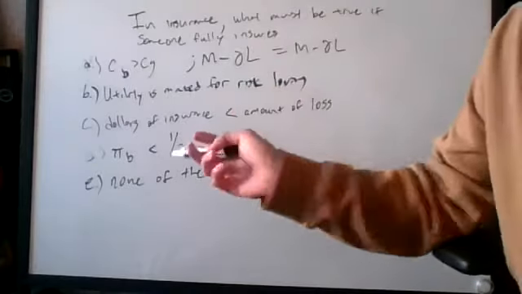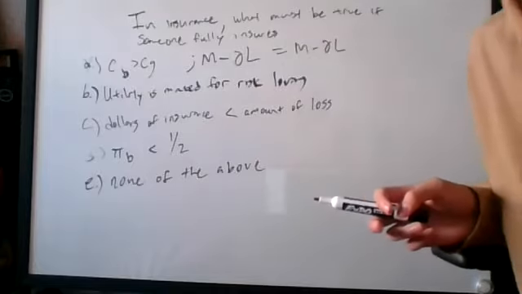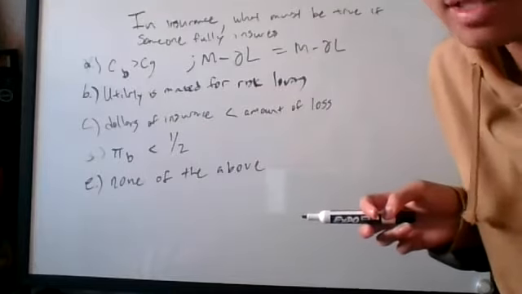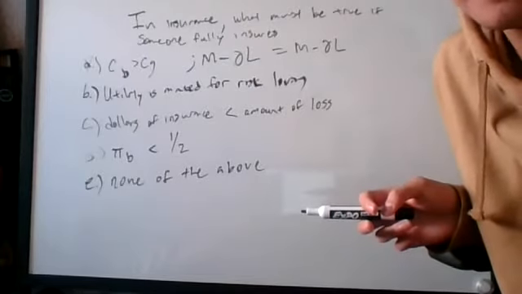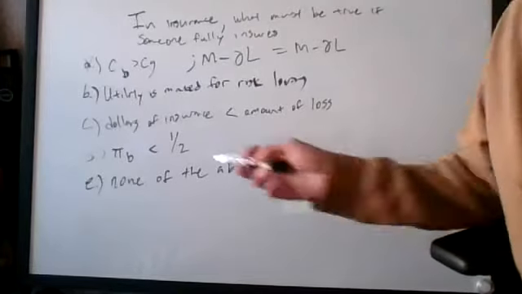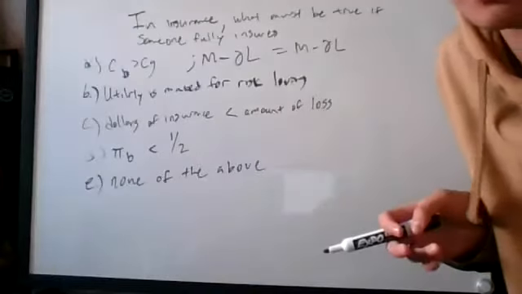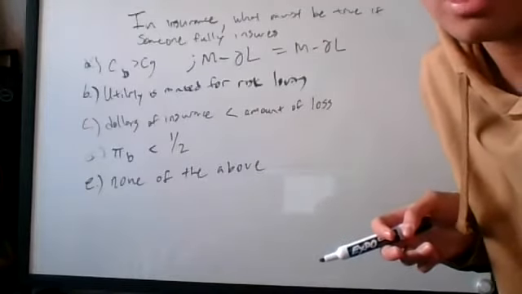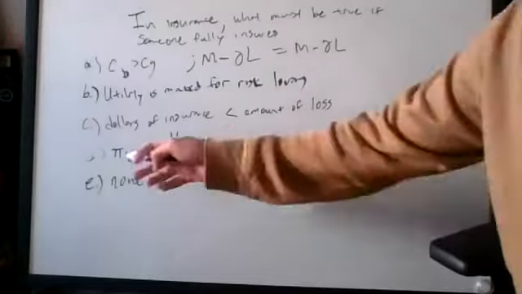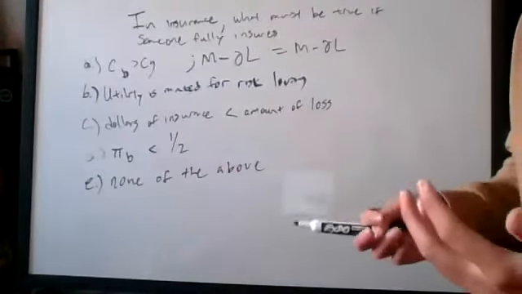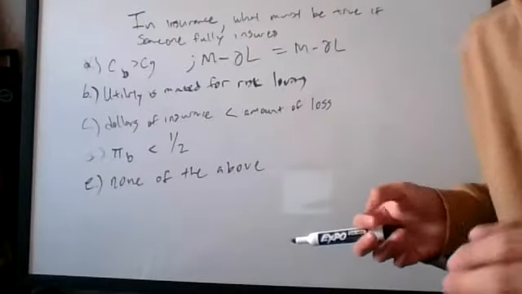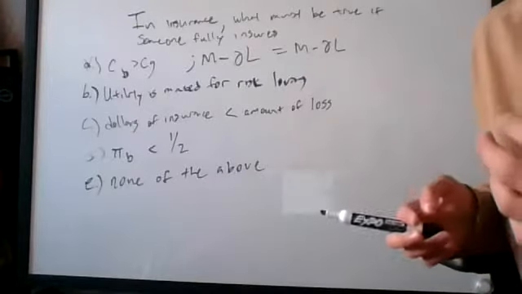And probability has nothing to do with whether someone fully insures or not. That has more to do with fair insurance, if anything. And so we know that fair insurance is only when the probabilities are equal to one another. So this is not true. I mean, it could be true, but it's not always true, right? So that's why the answer is E, none of the above.